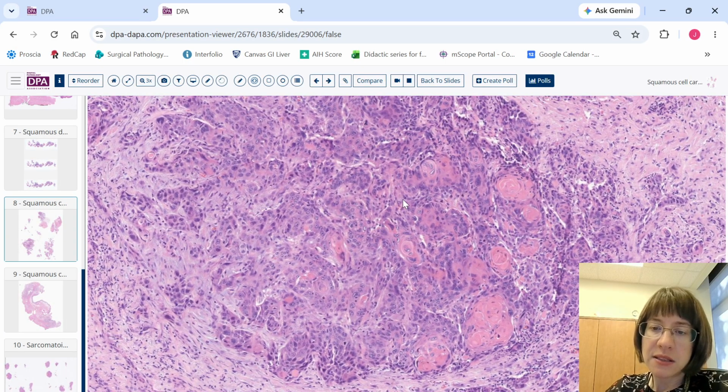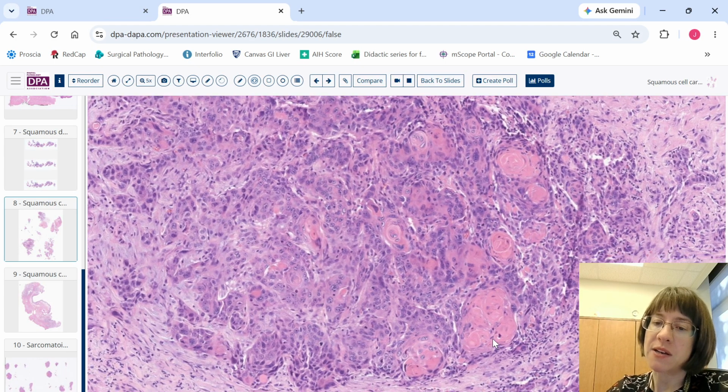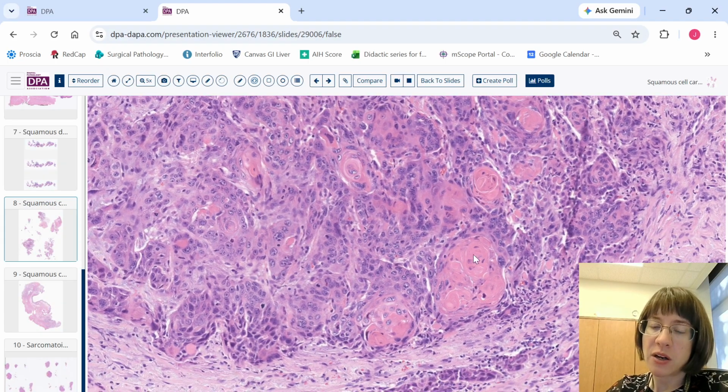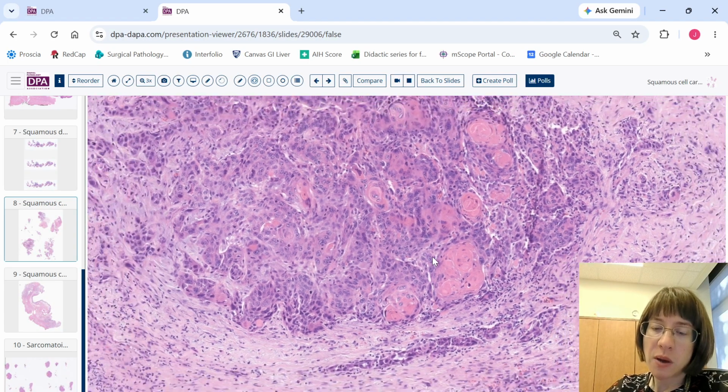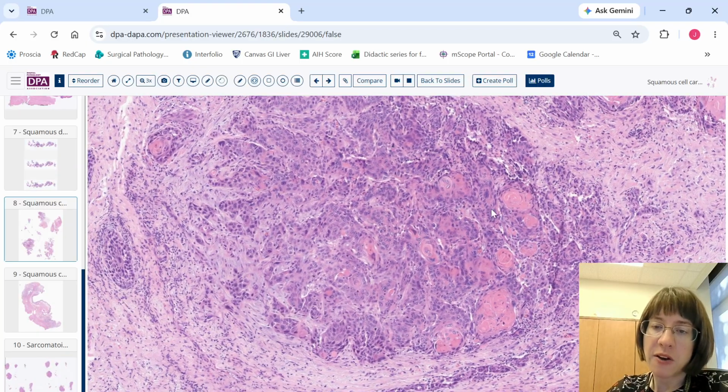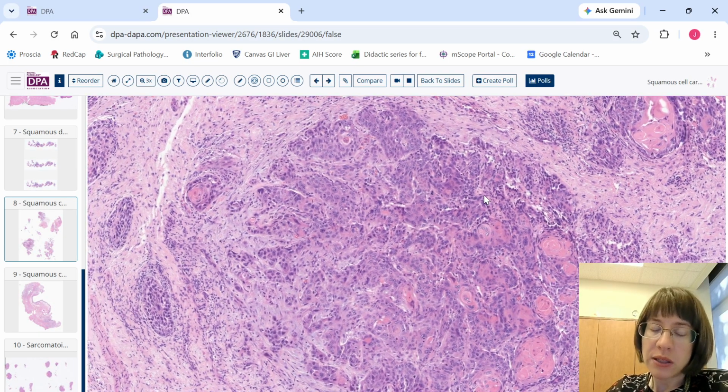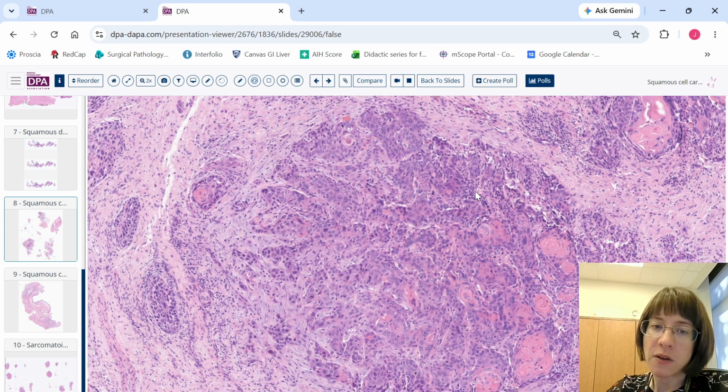And I can tell that this is squamous as opposed to, for instance, a poorly defined adenocarcinoma, because we have this pink material here, which is keratin pearls. So I would call this, since it does have some keratin formation, a moderately differentiated invasive squamous cell carcinoma.